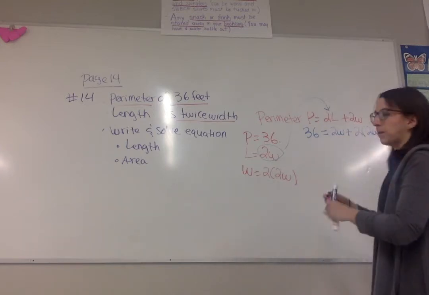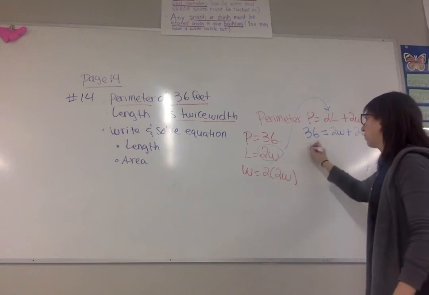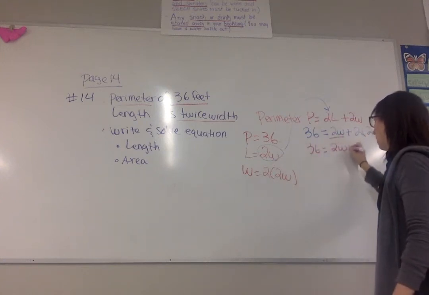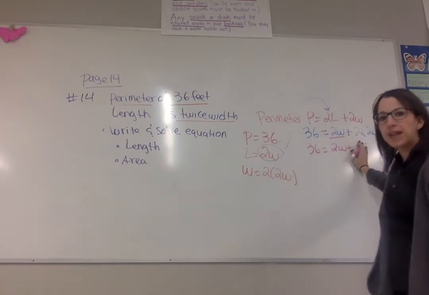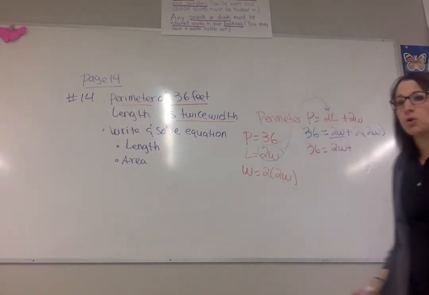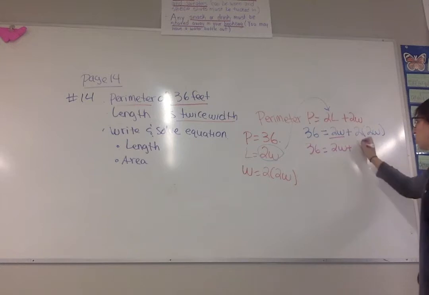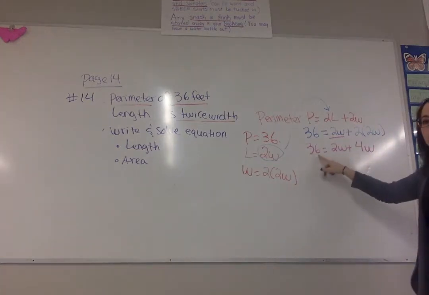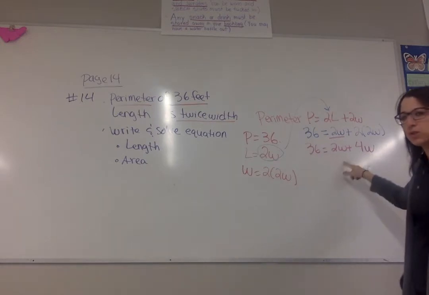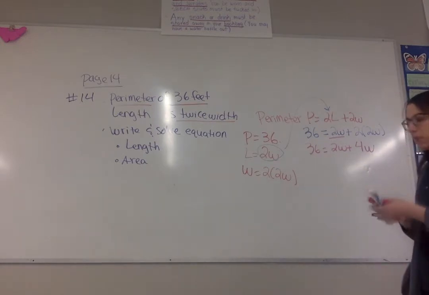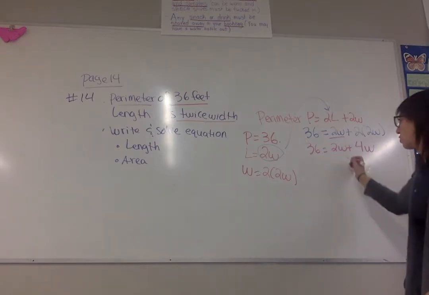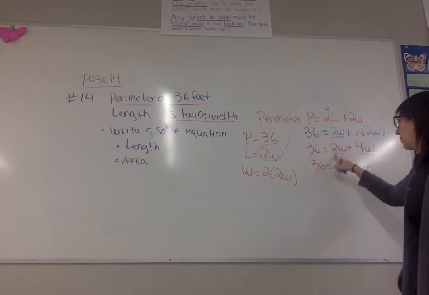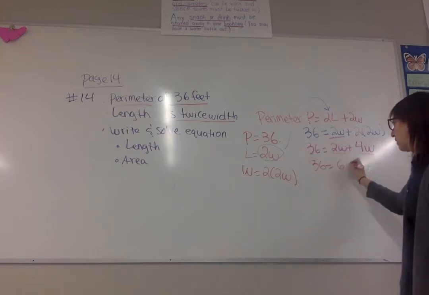Now, I'm going to bring down the 36 because I already have the perimeter. I'm going to bring down the 2W for the length. But I know that when I have a coefficient on the outside with parentheses, I'm going to multiply. So 2 times 2, which is 4W. Now, when I look here, I have 36 equal to 2W plus 4W. I know that I can combine these terms because the variables, which are the letters, are the same. So I'm going to keep the 36, and I'm going to write 2 plus 4, which is 6W.